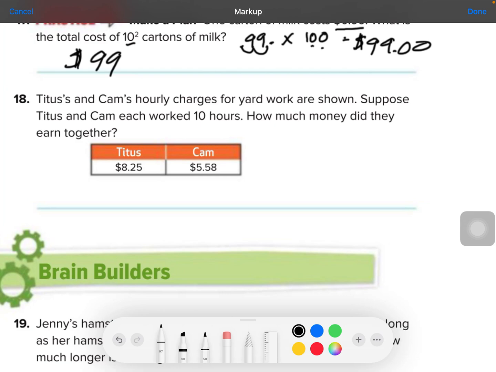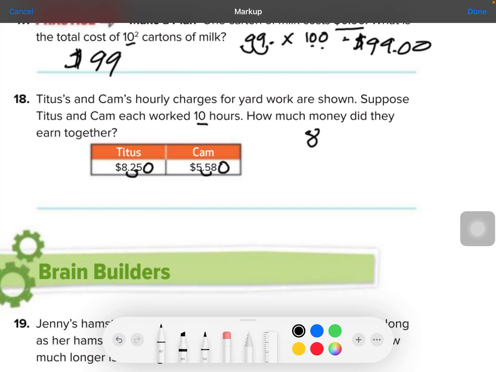Number 18, Titus and Cam's hourly wages for yard work are shown. Suppose Titus and Cam worked for 10 hours. How much money do they earn together? So this is where you're going to just take the place value, move it over like this. So that's going to turn to $82.50. Move this place value over here. And that's going to turn into $55.80.